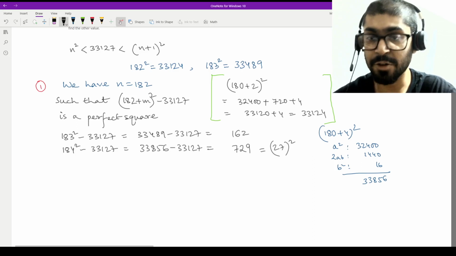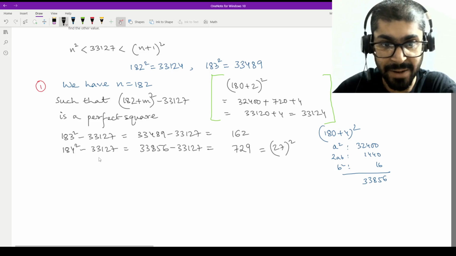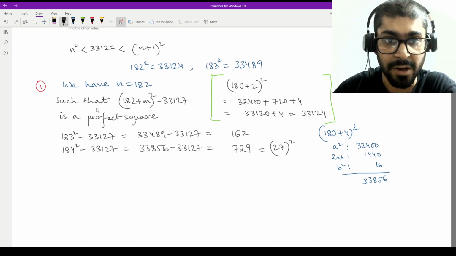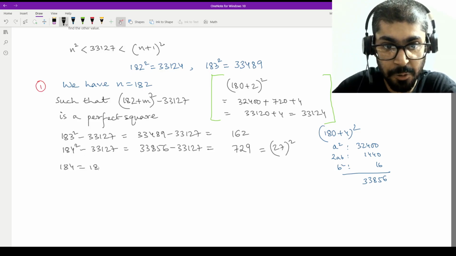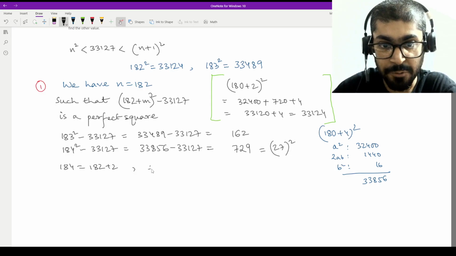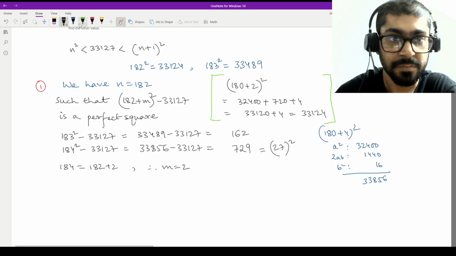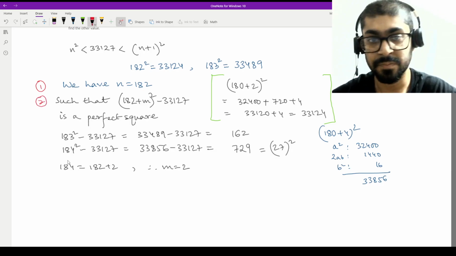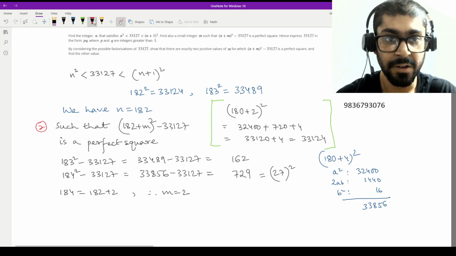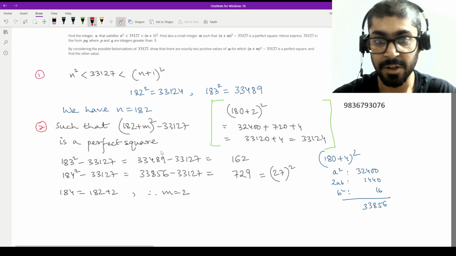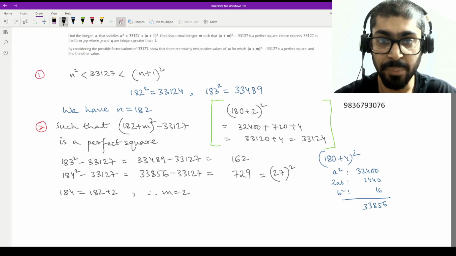So, getting back to our sum, 184 square minus 33127 gives us 27 square. So, what is 184? 184 is equal to 182 plus 2, right? Therefore, m equal to 2. Now, this is our second part calculated. Alright, m equal to 2. I should put this marking over here. Yeah. So m equal to 2 is done. Now what are they asking? Hence express 33127 in the form of p into q.